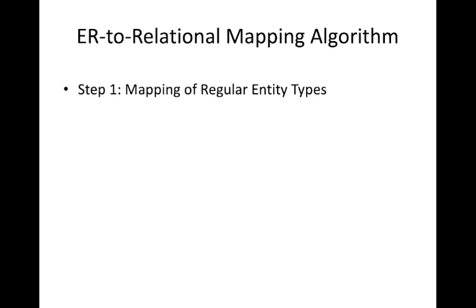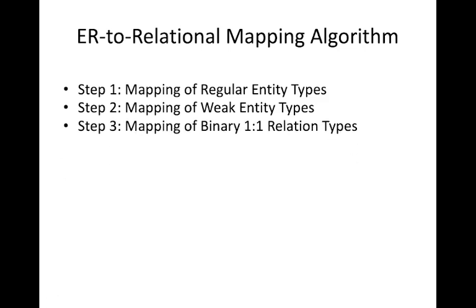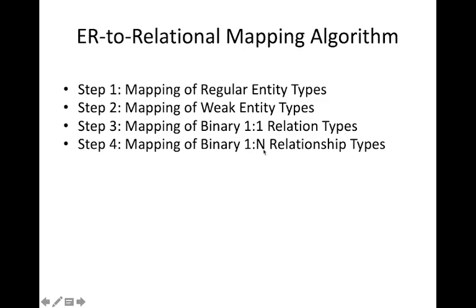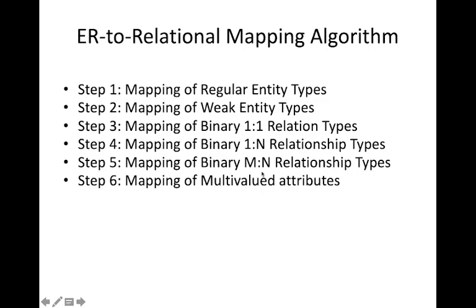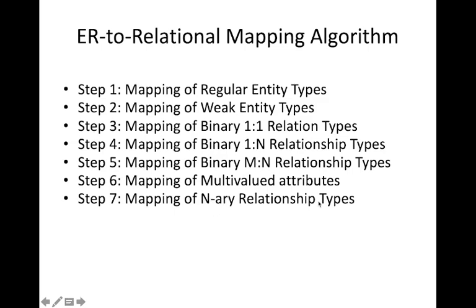So the first step is mapping of regular entity types. In step 2, we will map weak entity types. In step 3, we will map binary 1 is to 1 relationship types. Then in step 4, we will map 1 is to n relationship types. Then step 5, we will map m is to n relationship types. And step 6, we will map multi-valued attributes. And in step 7, we will map n-ary relationships, that is, ternary relationships and so on. So this is a 7-step algorithm. We will see each step with examples. Then you will understand how to convert this.